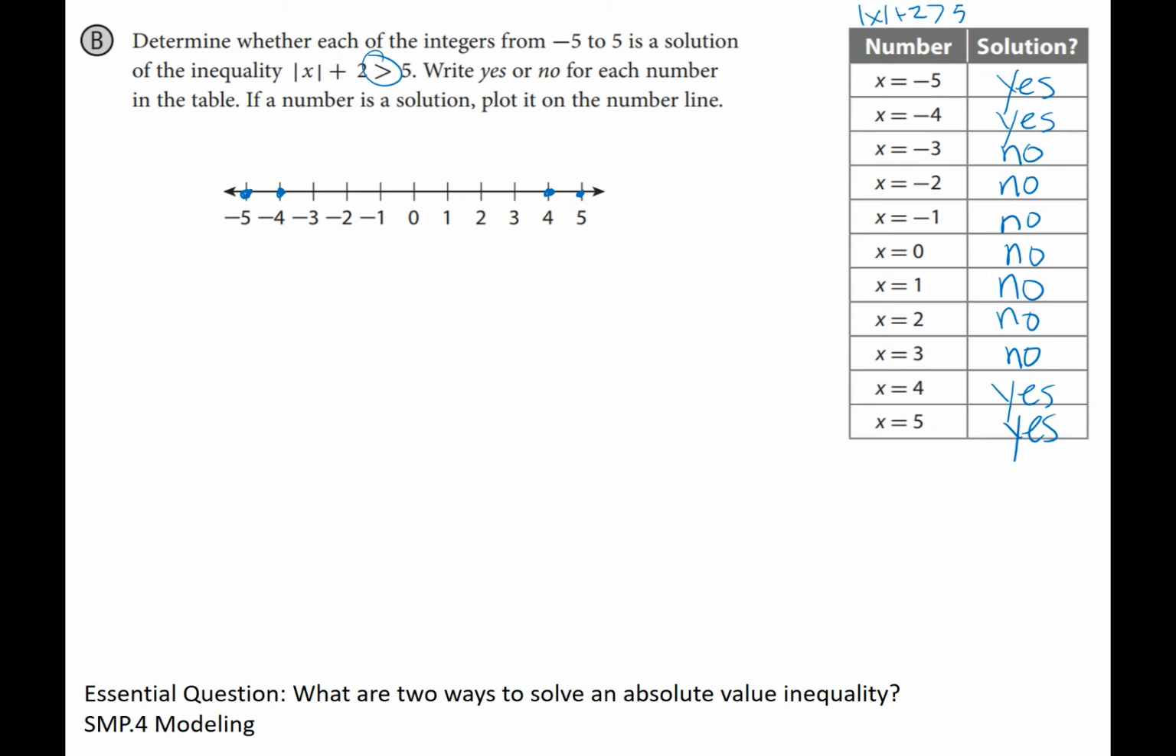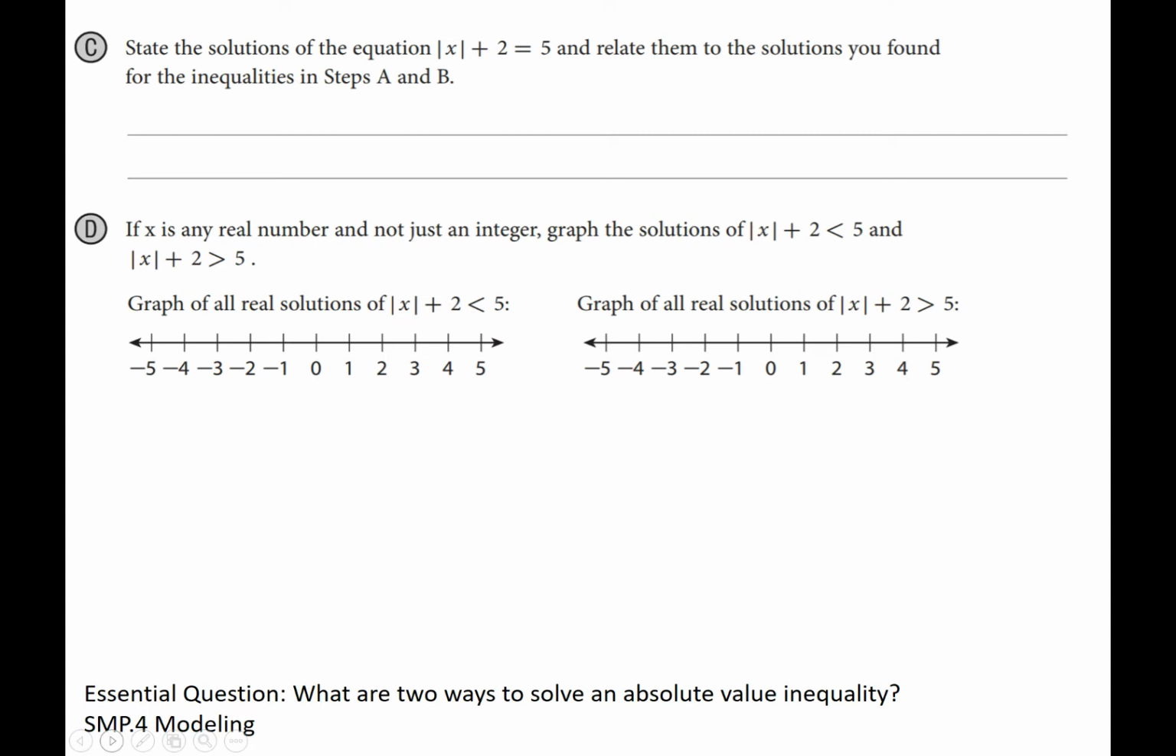So let's see what part C says. State the solutions of the equation absolute value of x plus 2 equals 5 and relate them to the solutions you found in the inequalities in steps A and B.